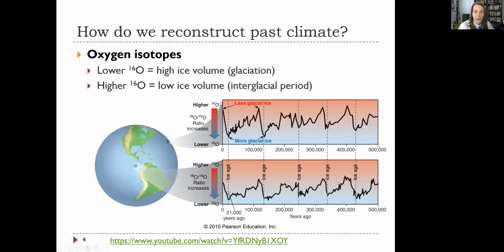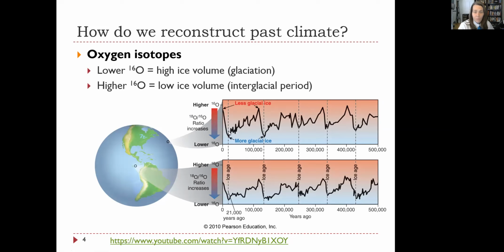So here are periods where we have high oxygen 16, which is indicative of low ice volume, and therefore it would be hotter in the interglacial periods. You can see that indicated by the red. And then low oxygen 16, or thus higher oxygen 18, is what we see during periods of glaciation, so colder times in Earth's history. You can see that again indicated here by the blue.